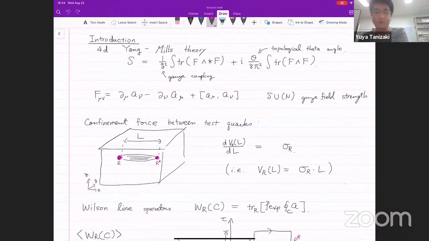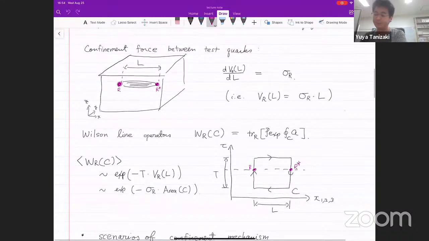Here I want to talk about four-dimensional Yang-Mills theory. This is the action. Here I only concentrate on SU(N) gauge theory, but I believe that many things can be generalized to arbitrary gauge theory. This is a basic, fundamental theory describing the strong forces. An important property of SU(N) Yang-Mills theory in four dimensions is the confinement of test particles.